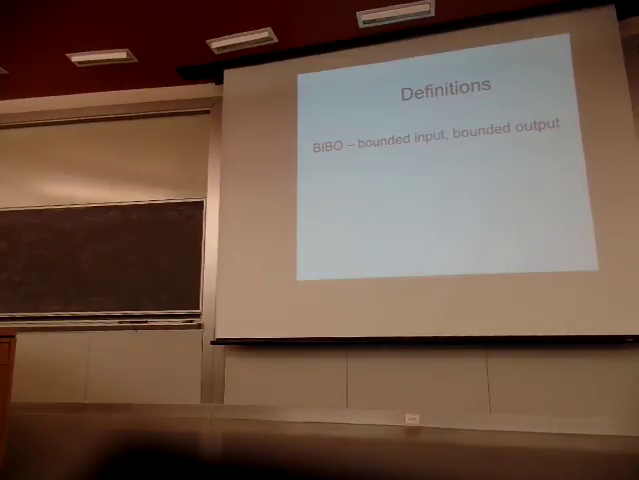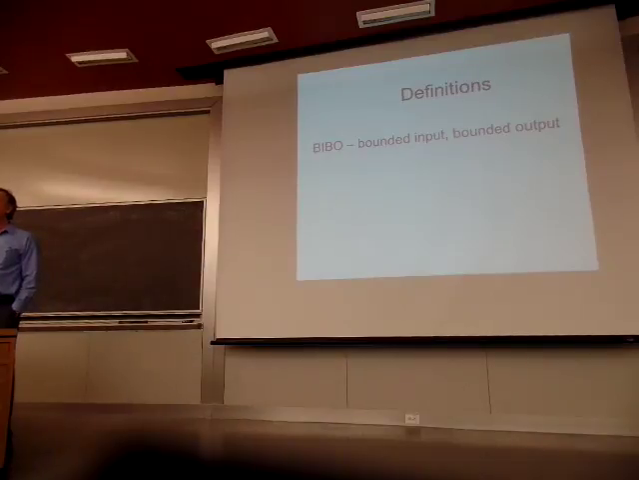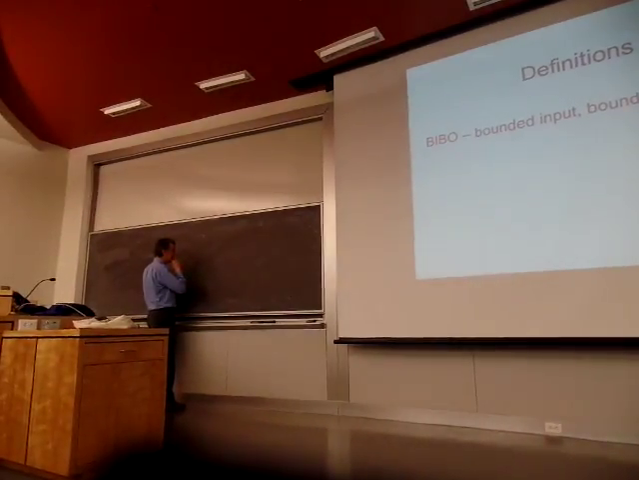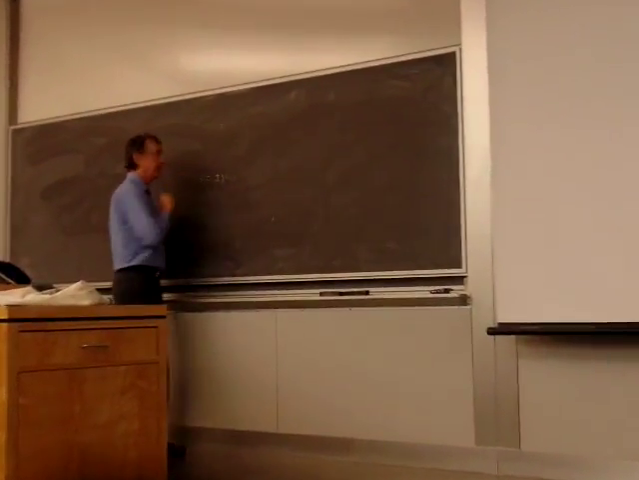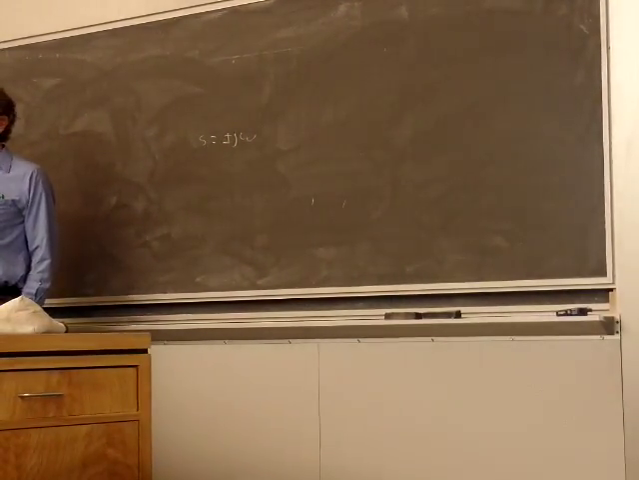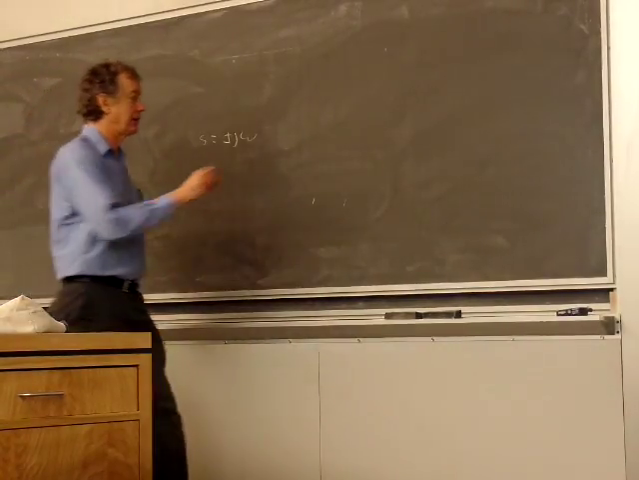What's an example of a non-BIBO system? We talked about this in the 5200, 6200 class. If I have my roots right on the imaginary axis, is that BIBO stable? Not necessarily. Think about this. If I have roots that are purely complex, for example plus or minus j omega, what does that represent in the time domain? Sinusoid. Sine, cosine.